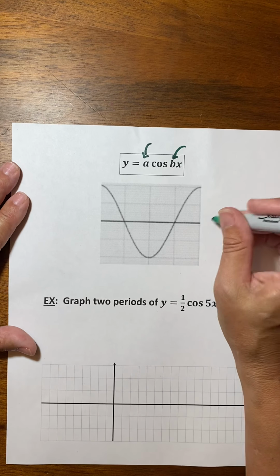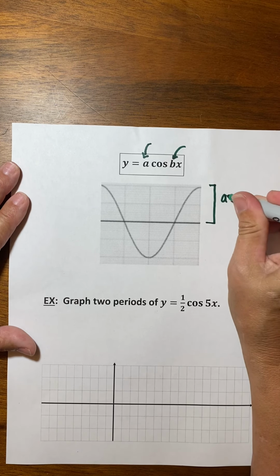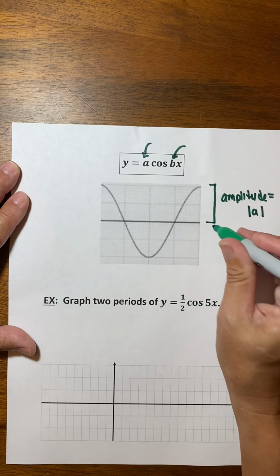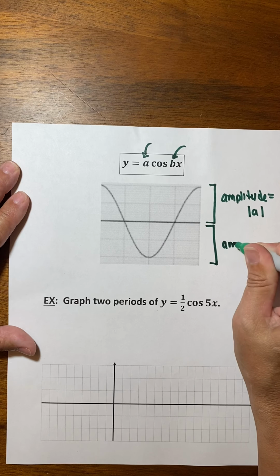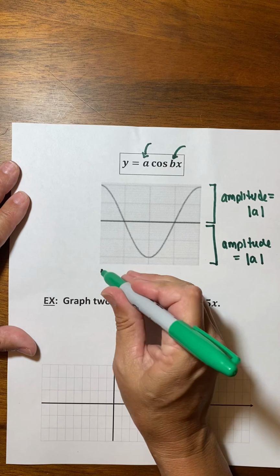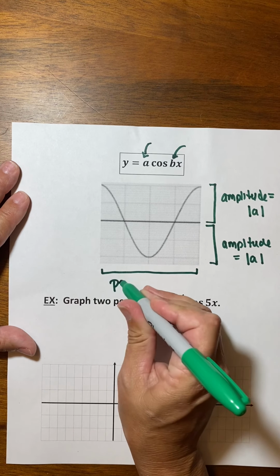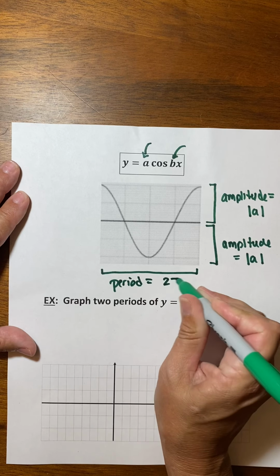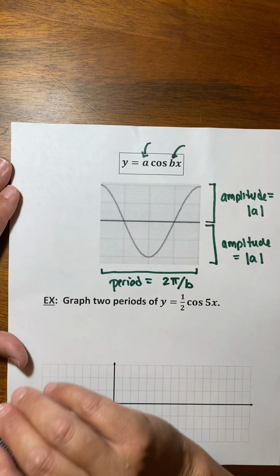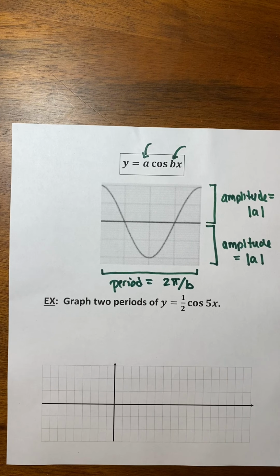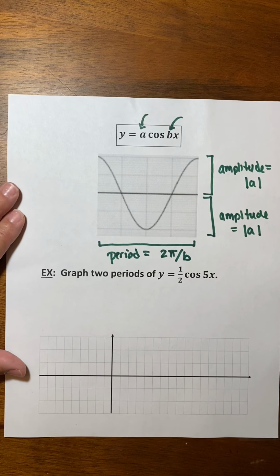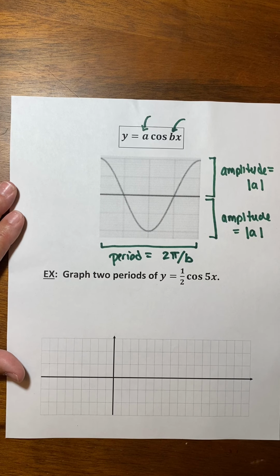So the amplitude is the absolute value of the number out front. The amplitude, it goes down that distance too. And the period is the same concept as the sine. It's 2 pi divided by whatever that number is out front. The larger that number is, the quicker the cycles repeat. So let's graph two periods of y equals 1/2 cosine 5x.